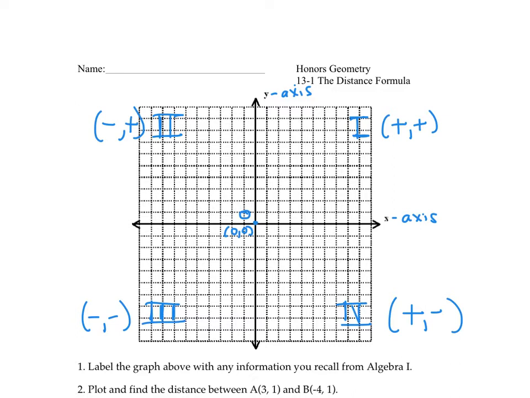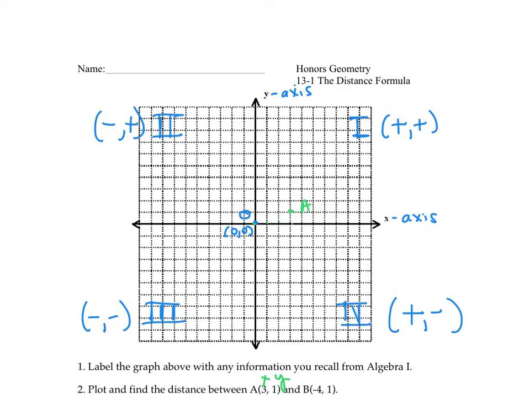Okay, number 2 is plot and find the distance between point A, which is at 3, 1, and point B at negative 4, 1. So to plot the point 3, 1, start at the origin 0, 0. 3 is our x value, and 1 is the y value. So go to the right 3, 1, 2, 3 for x, and then up 1. So that's point A. Point B is at negative 4, 1.